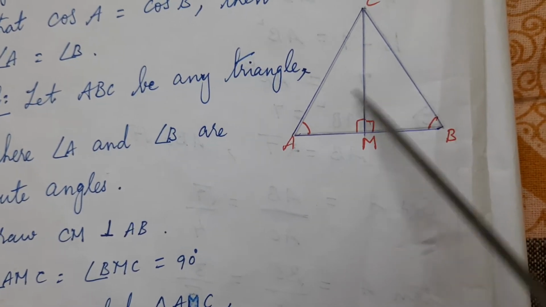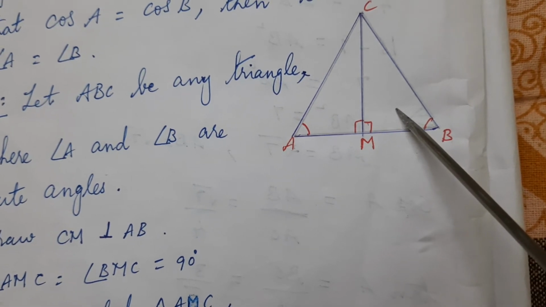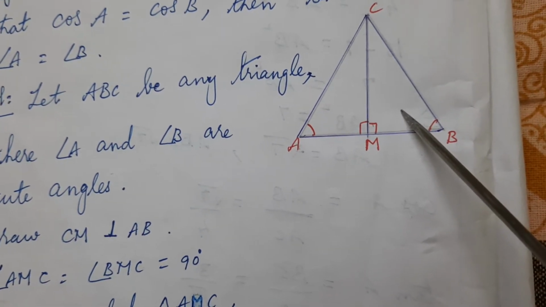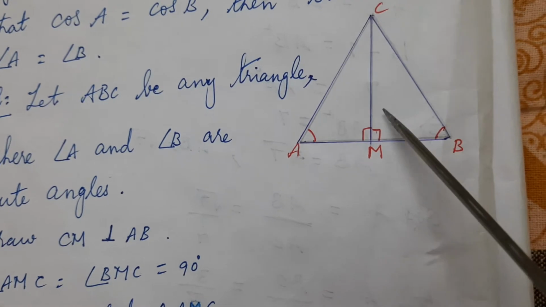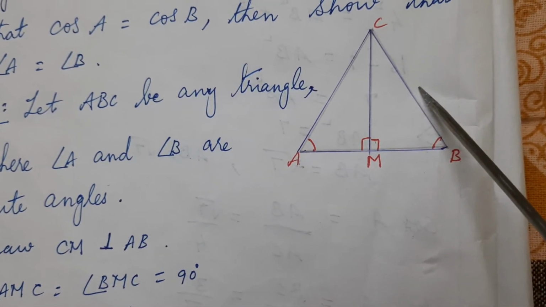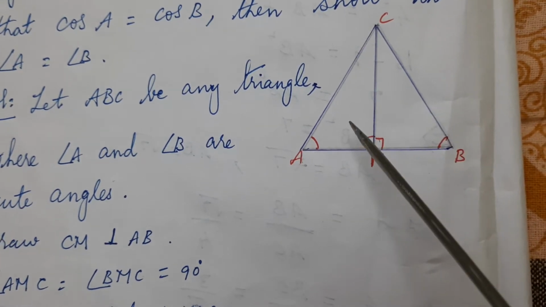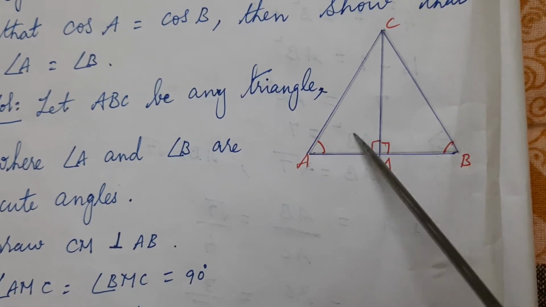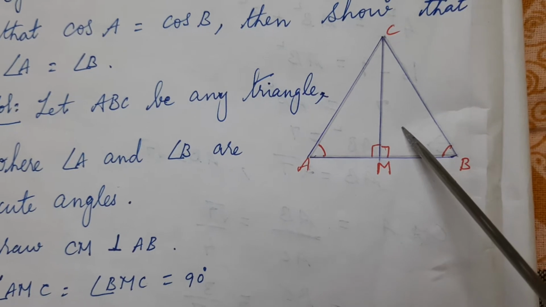So what is the difference between similar and congruence? For congruence, shape and size should be the same. For similar, the shape can be the same, size need not be the same. That is called similar. So now we are going to say these two triangles are similar to each other.